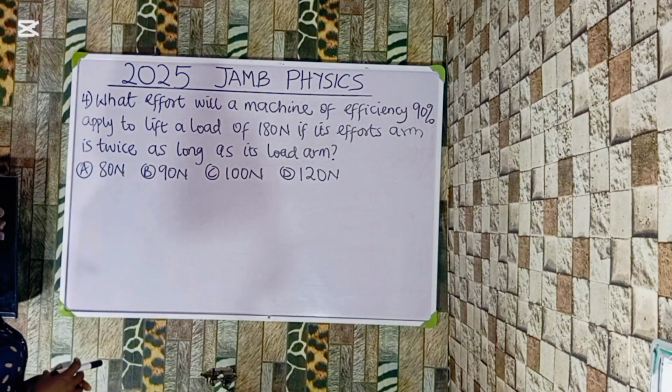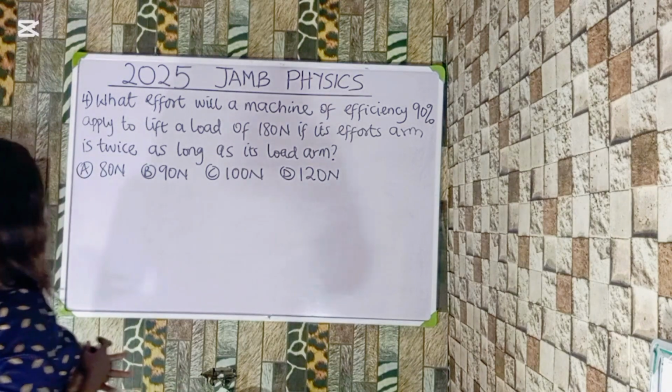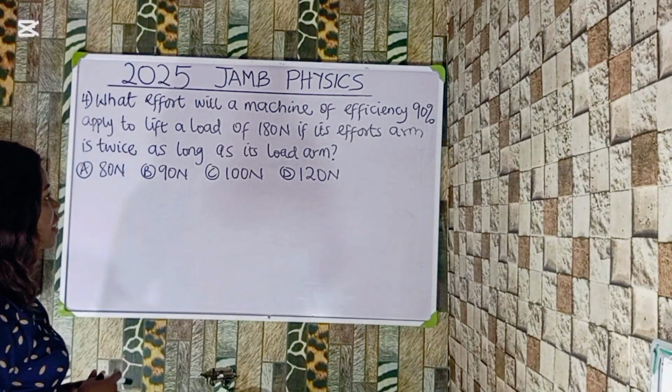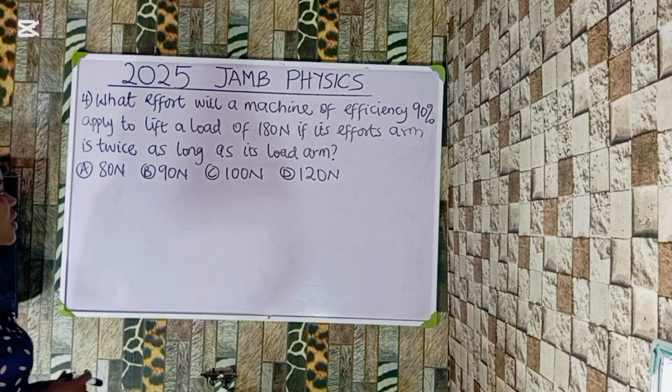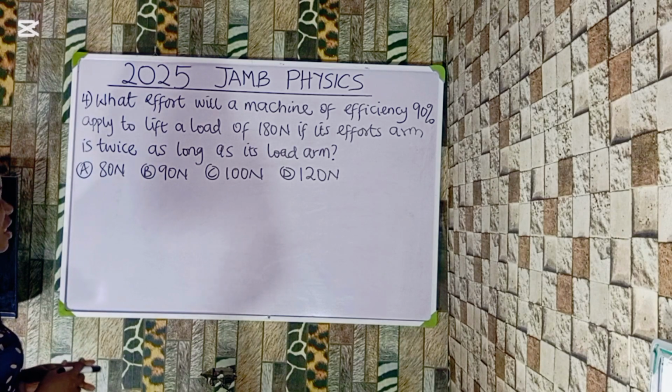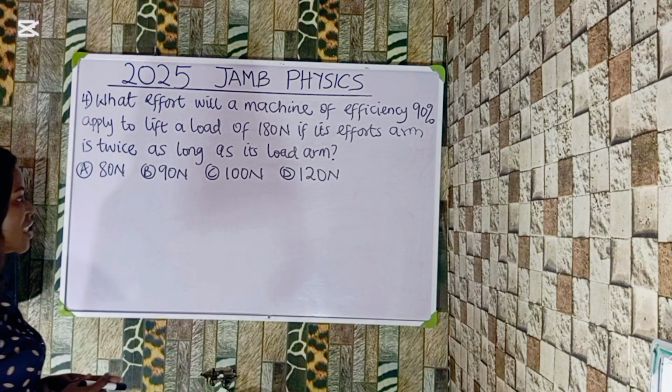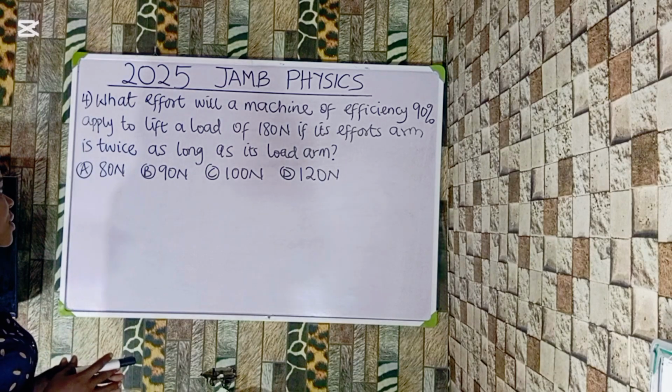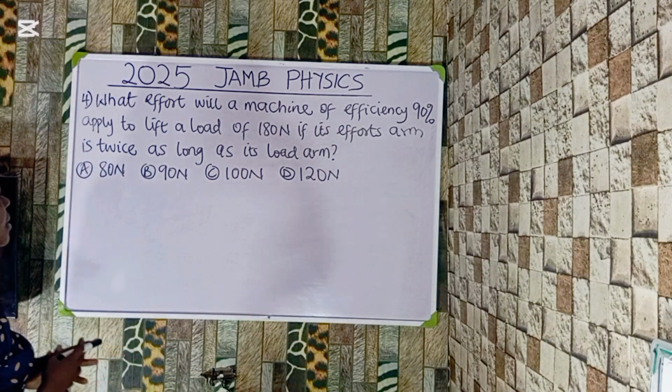What effort will a machine of efficiency 90% apply to lift a load of 180 Newton if its effort arm is twice as long as its load arm? Let's go again. What effort will a machine of efficiency 90% apply to lift a load of 180 Newton if its effort arm is twice as long as its load arm? So we have option A, 80 Newton, option B, 90 Newton, option C, 100 Newton, and option D, 120 Newton.